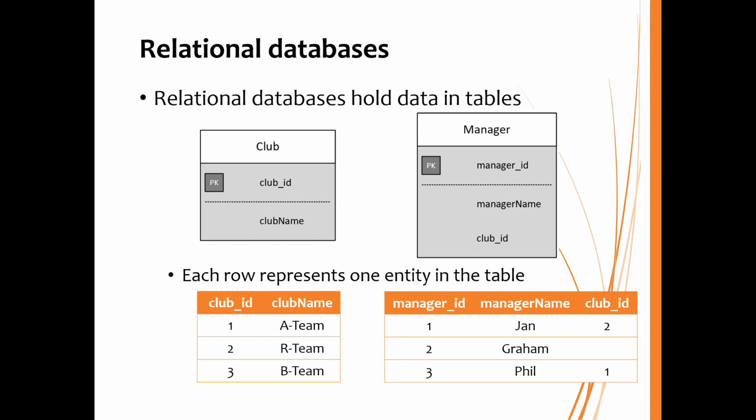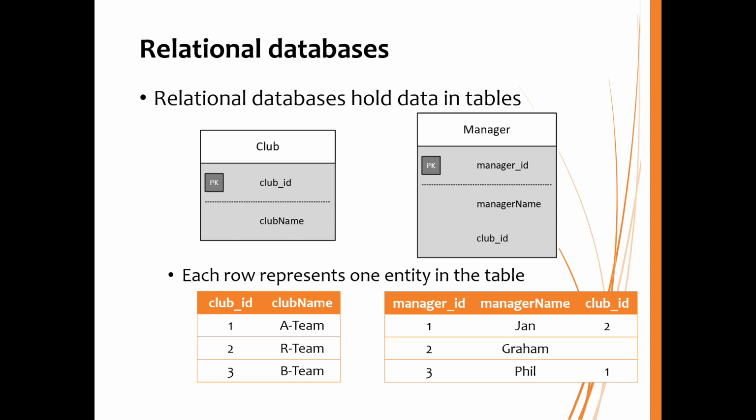So we've got club number 1 with a name A team, club number 2 with a name R team, club number 3 B team. So each row is a separate entity within that table. Similarly for the manager table, so we've got manager ID, manager name and club ID as the column titles, and then each row represents an individual entity within that table.